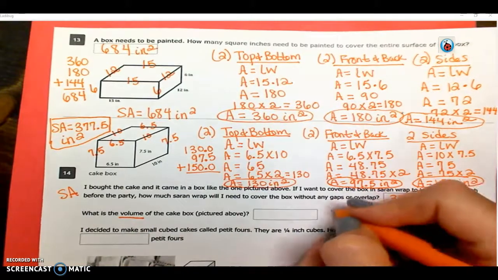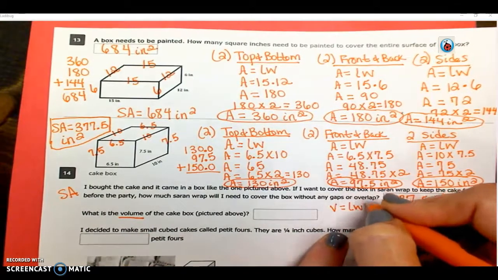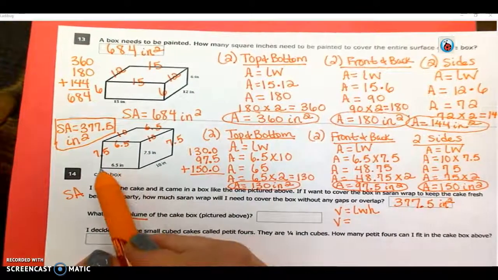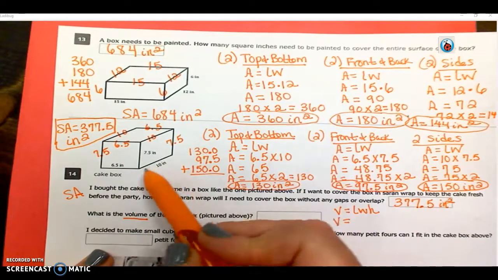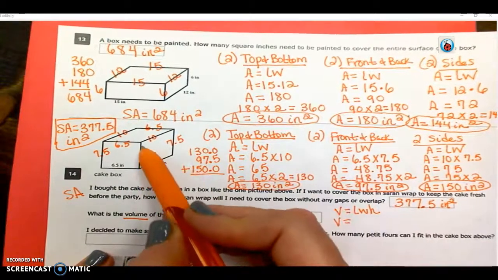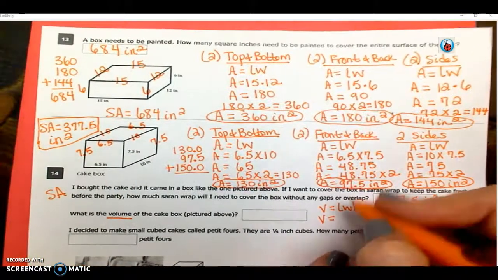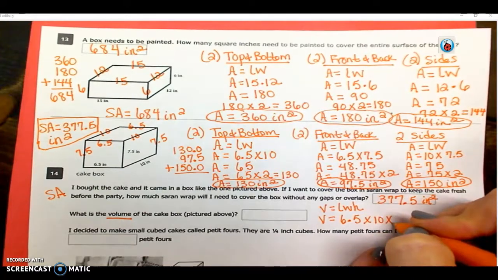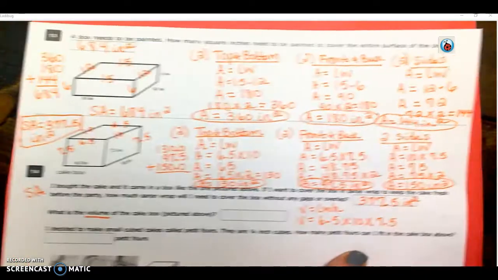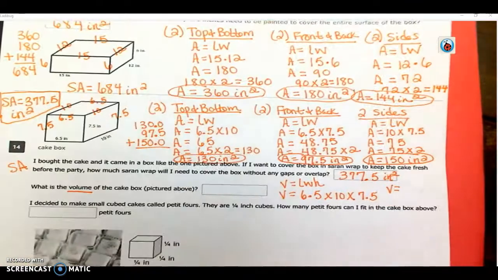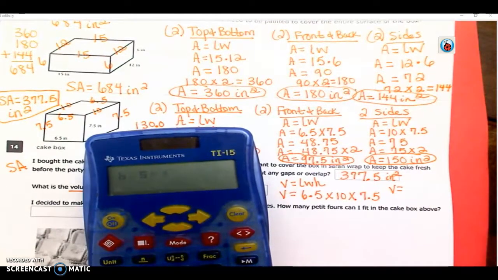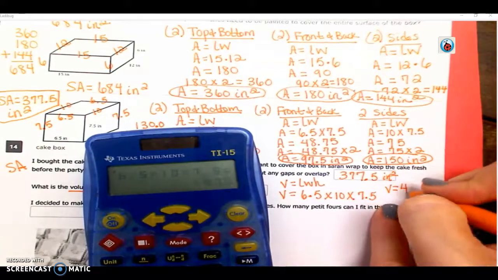Okay, so let's move on to what is the volume of the cake box. Okay, so with volume, we know volume is going to be length times width times height. So if we go back to our box, we can see we have 6.5 and 10 and then 7.5 are the dimensions we need. So we have our length, we have our width, and we have our height. Okay, so we're looking for what our volume equals.